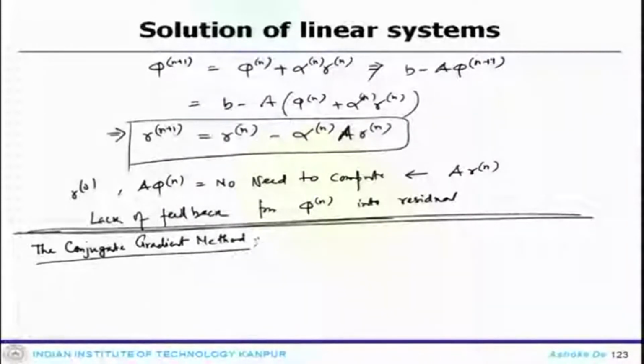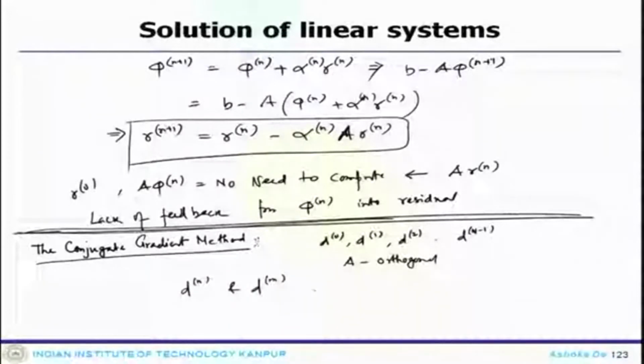So to avoid that undesirable behavior, we search in different directions from the previous one. This can be accomplished by selecting a set of search directions like D0, D1, D2 and so on, up to Dn minus 1, that become A-orthogonal. Two vectors, Dn and Dm, are said to be orthogonal to A if they satisfy the condition Dn transpose A Dm is 0.